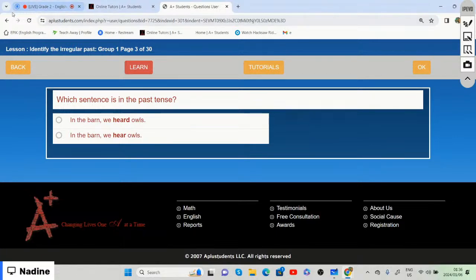So which sentence is in the past tense? Is it in the barn we heard owls, or in the barn we hear owls? Is it something you heard or something you're currently hearing? You hear. And if we basically select to choose the past tense form, right?